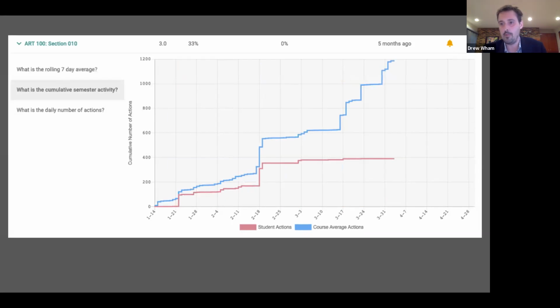So this is the same information just in a cumulative chart. We're able to see that the student really stopped engaging significantly in February, but they may have come in and checked on some things. And then when other students started engaging again, this looks like roughly after spring break for us, this student did not.